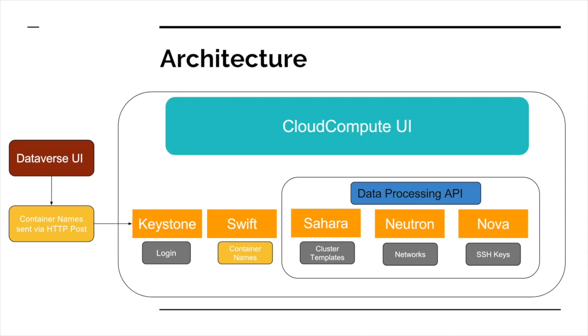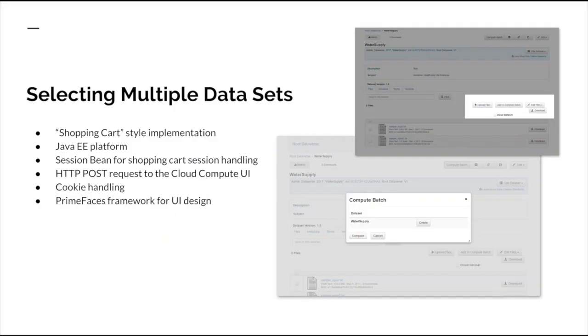Next up, Ben is going to go into more details regarding our implementation of the web application. So now we'll move into the particular implementations of the various aspects of our web application. The first being the ability to select datasets from Dataverse. We decided to go with a shopping cart style implementation such that the user could select multiple datasets from the Dataverse user interface and then work with those within the CloudCompute UI.